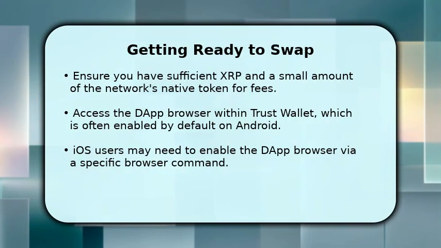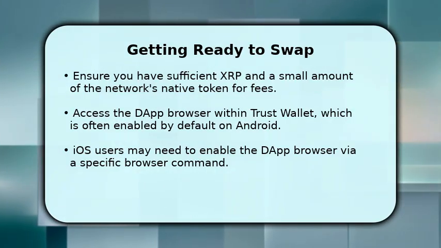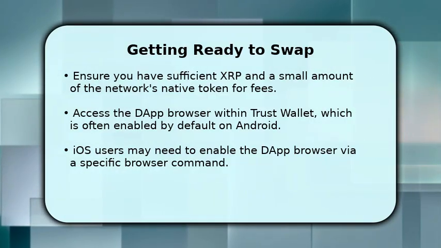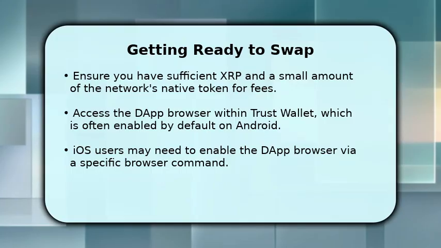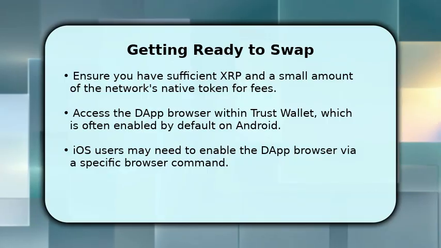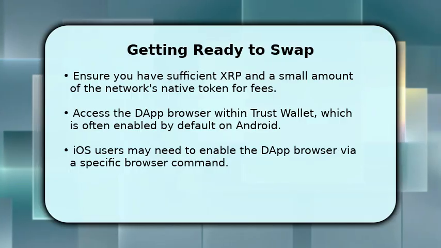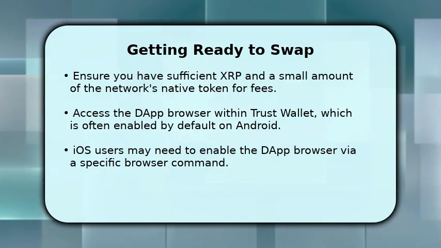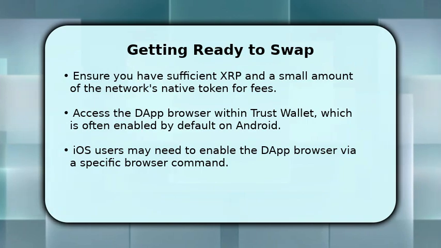Before initiating any swap, it's vital to prepare your Trust Wallet. First, confirm you have enough XRP for the trade, plus a small amount of the relevant network's native token to cover transaction fees. For Android users, the D-app browser is usually ready. If you're on an iOS device, you might need to type trust://browser_enable into your Safari browser to activate the D-app browser feature. This ensures you can access decentralized exchanges.